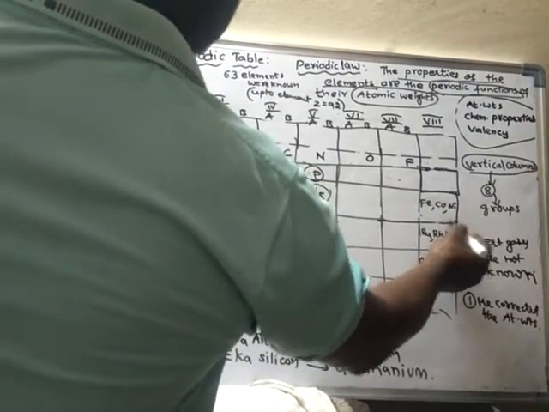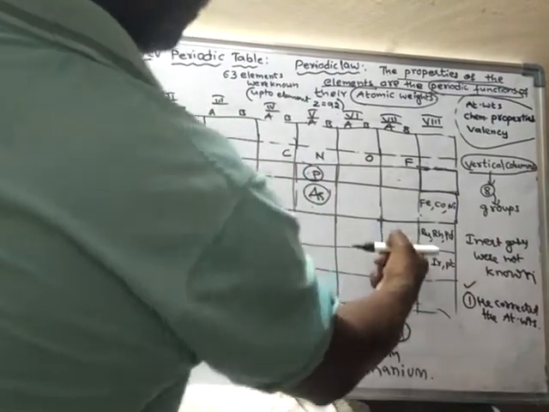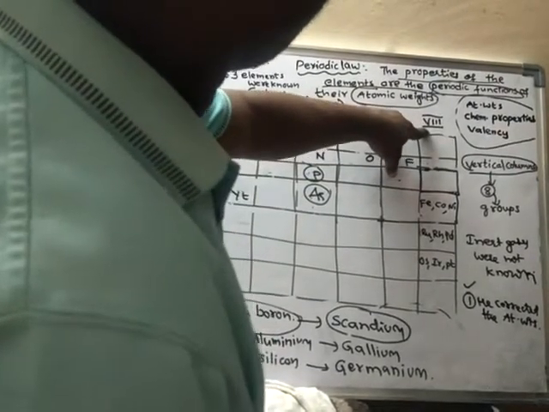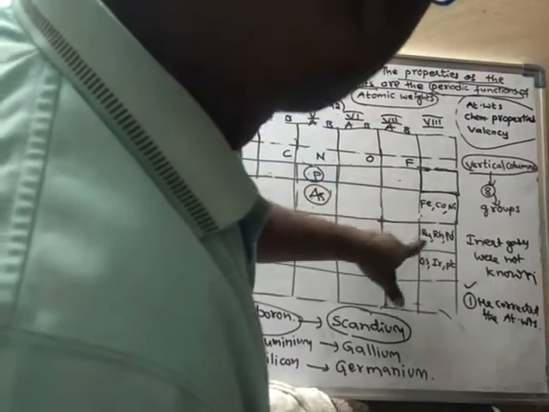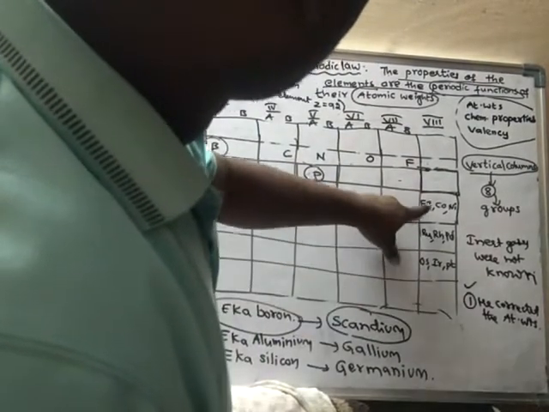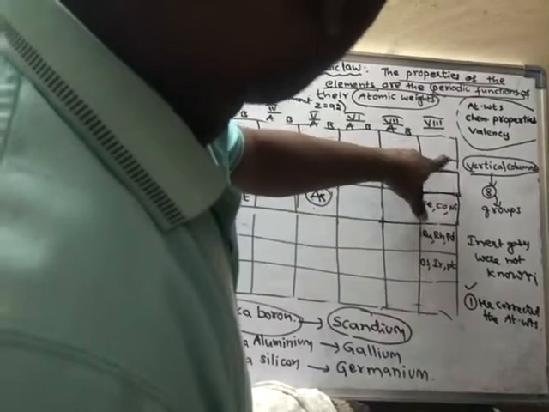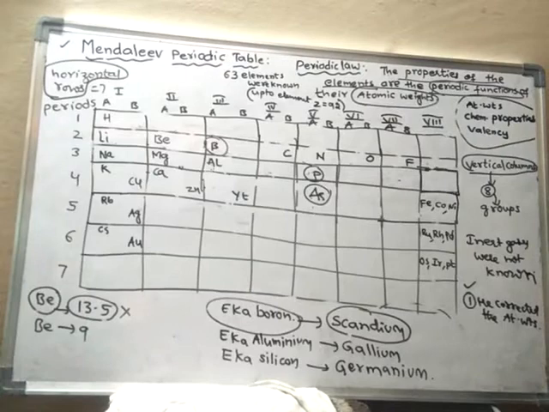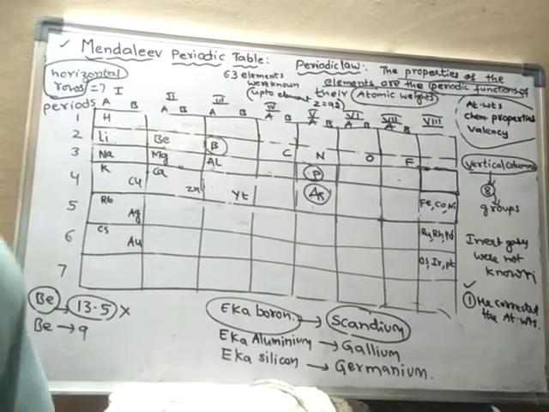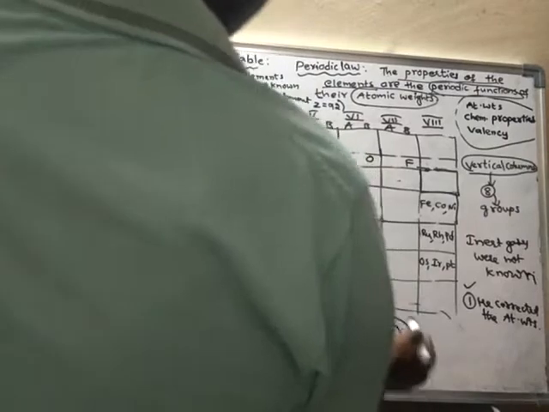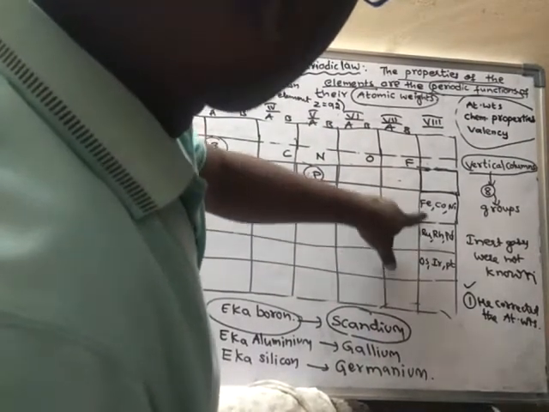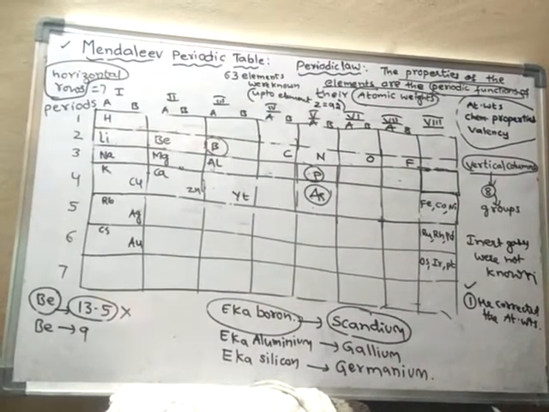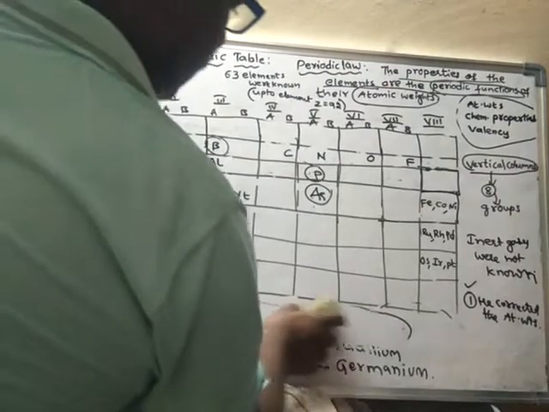That means in a single slot, he arranged more than one element. Particularly, this eighth group is having only 3 slots with elements. So all other slots were left unoccupied, left gaps, I mean, not filled. He called those 3 elements a transitional triad.